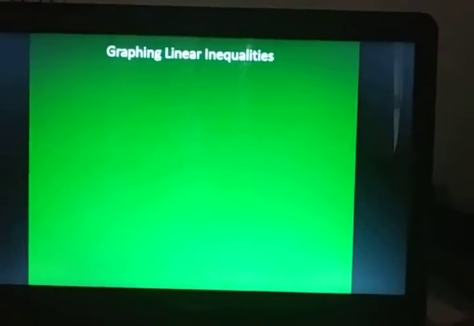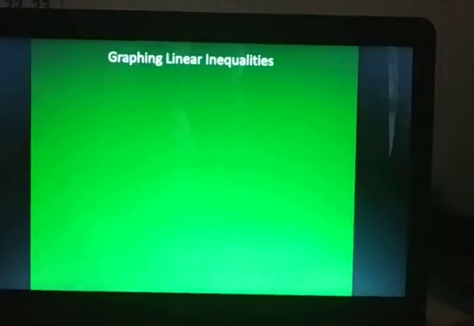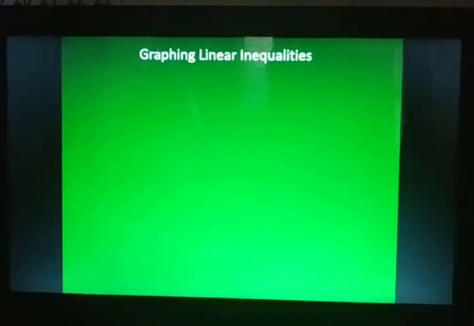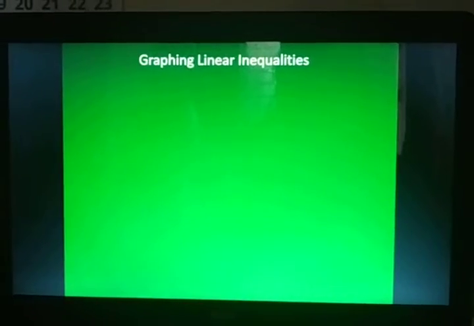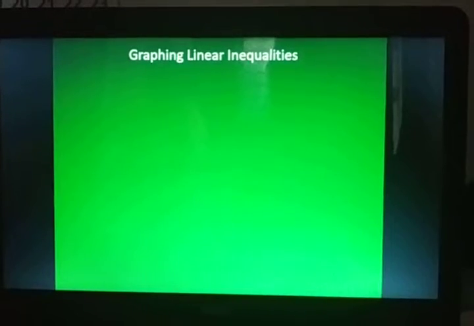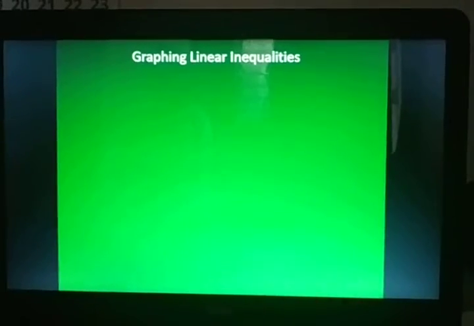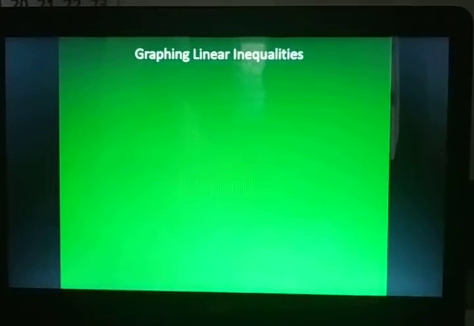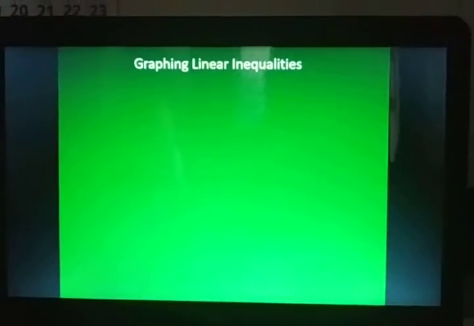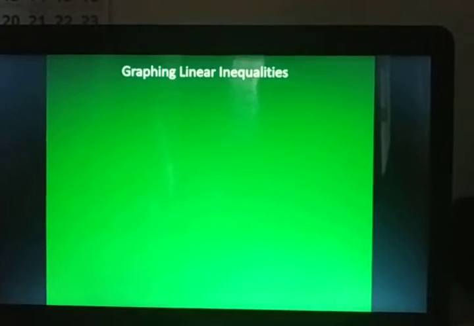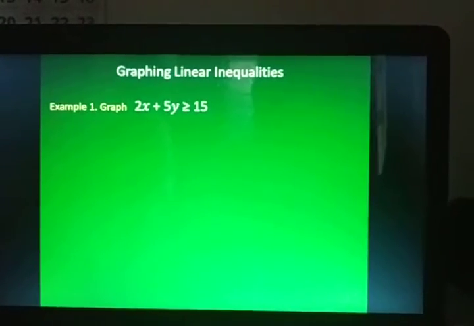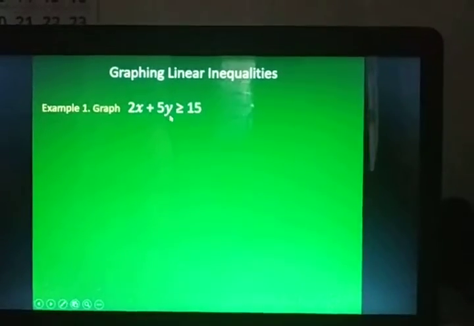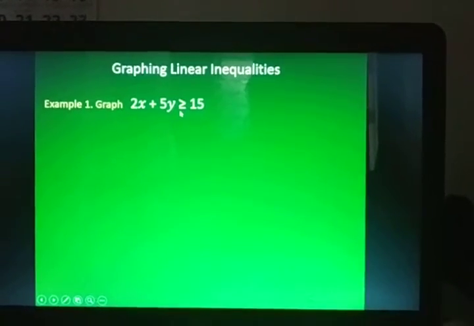Let's have one example of graphing. How do we graph linear inequalities? Linear equations and linear inequalities have the same steps. Same steps sa pag-graph. It's just that sa linear equation, ang product or result is a straight line, while sa graphing linear inequalities, half plane. Example, let's graph 2x plus 5y is greater than or equal to 15.